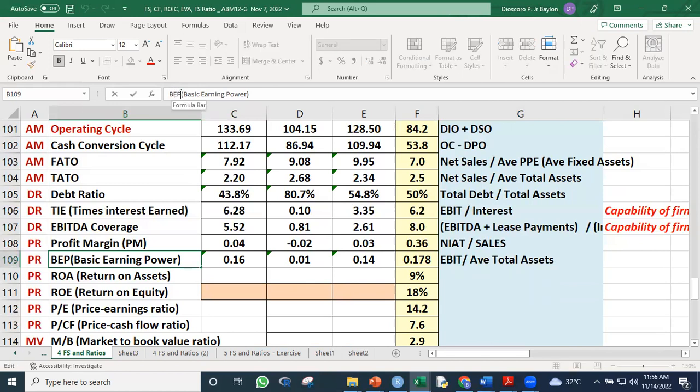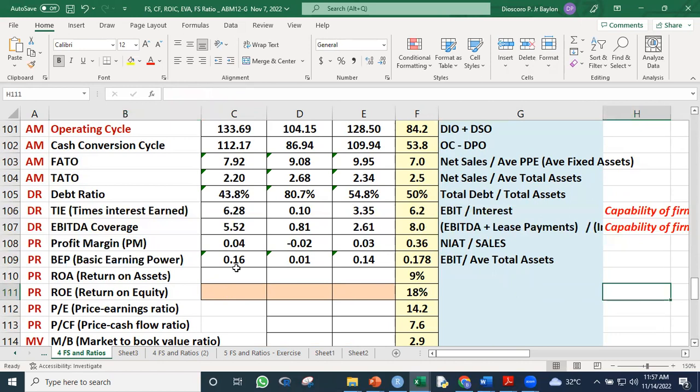Earning power natin. Okay, magkano yung, how much operating margin? Yun ang earning power. Basic earning power. Sa bawat investment ng piso ng company, how much operating profit did the company generate? Of course, the higher the better, no? Kasi ibig sabihin nun, mas mataas yung operating profit nila sa bawat piso ng total asset na ini-invest, no?